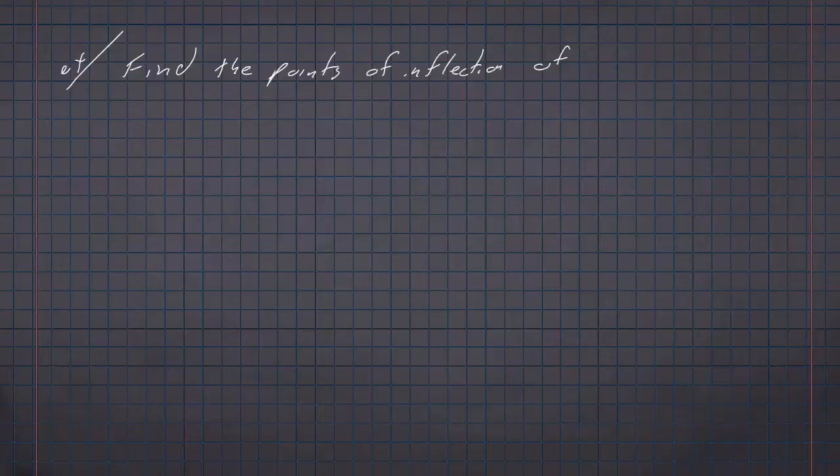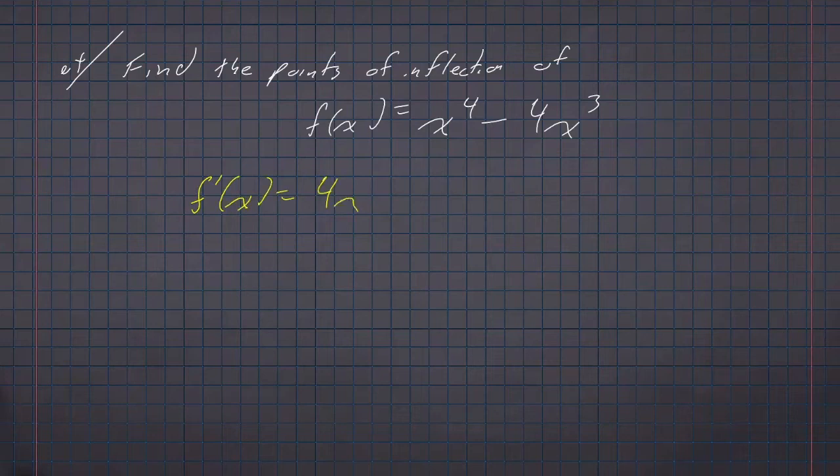So for example, we might be asked to find the points of inflection of the function f of x equals x to the fourth minus 4x cubed. Points of inflection are extrema of the derivative. So the first thing we need to do is find the derivative. f prime is going to be 4x cubed minus 12x squared.